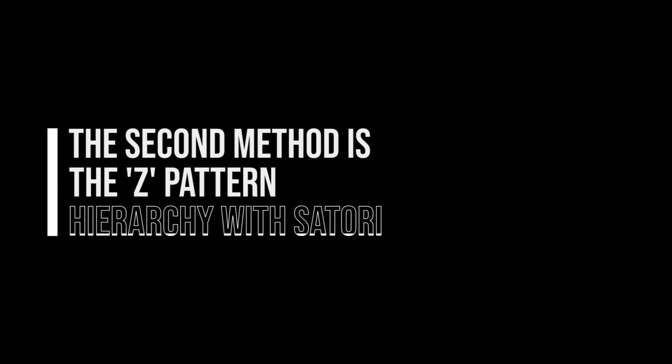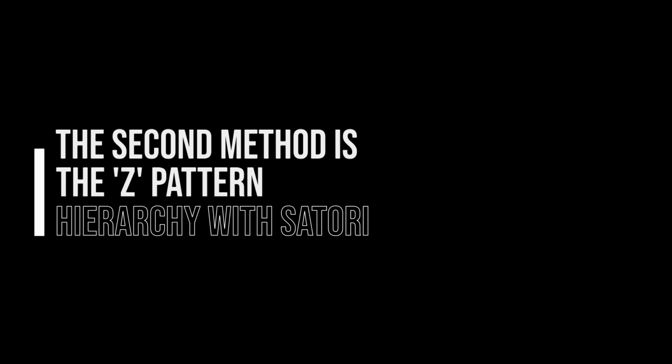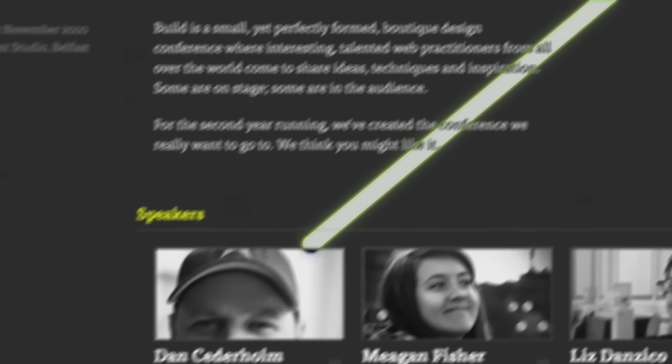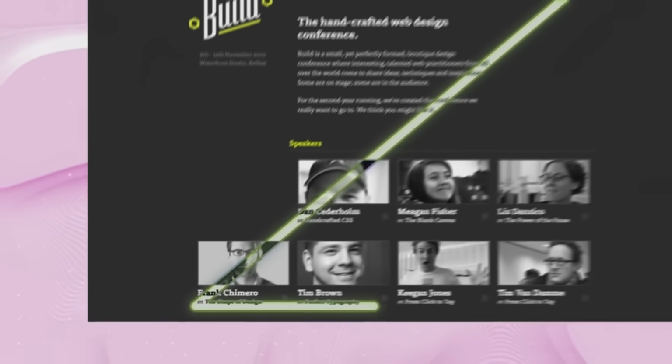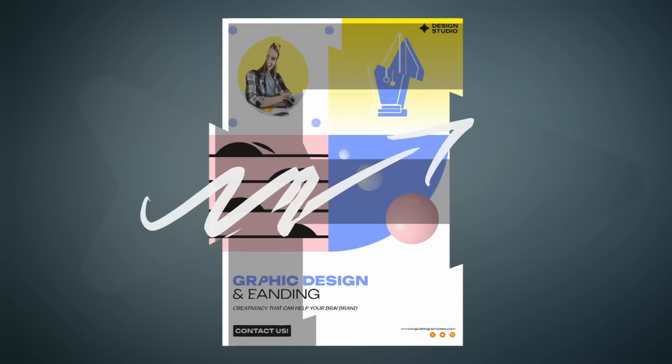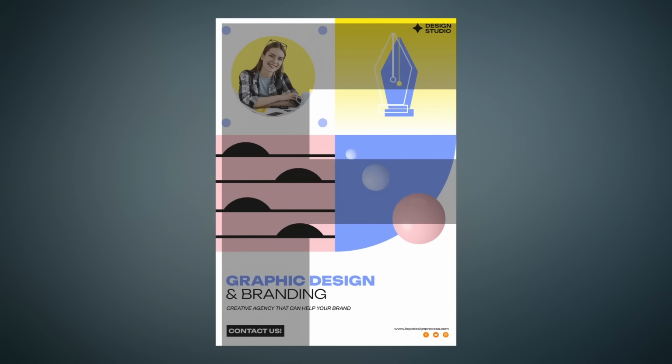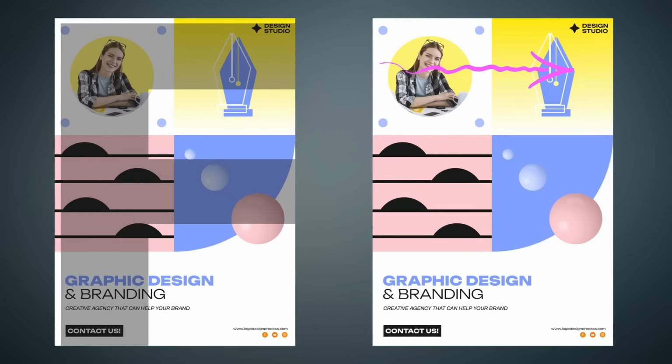The second method is the Z or the Z pattern, depending on where you're from. Again, we start in the top left, then we move over to the right, but this time we go diagonally down to the bottom left, and then finally over to the bottom right. This is the instinctive way that most people will view and actually look at a design. And so by knowing this alone, you can then apply hierarchy to your designs accordingly, which we're going to look at right now.